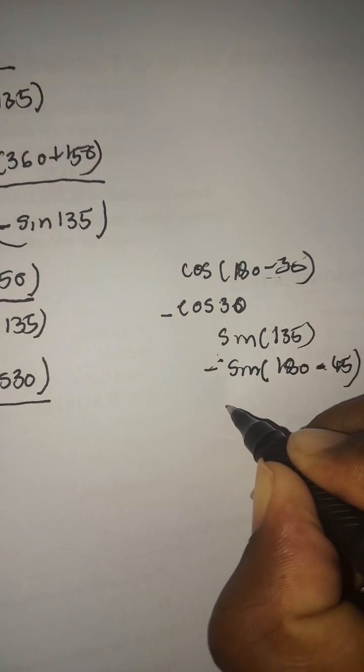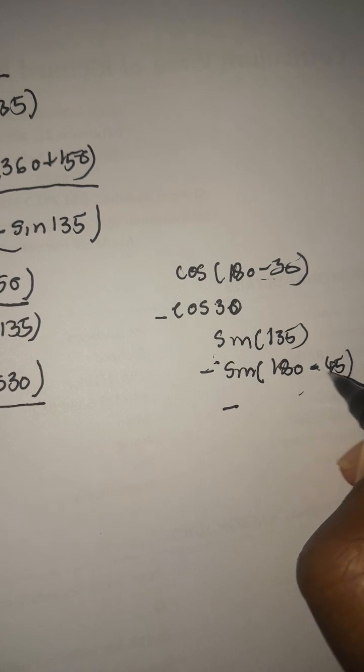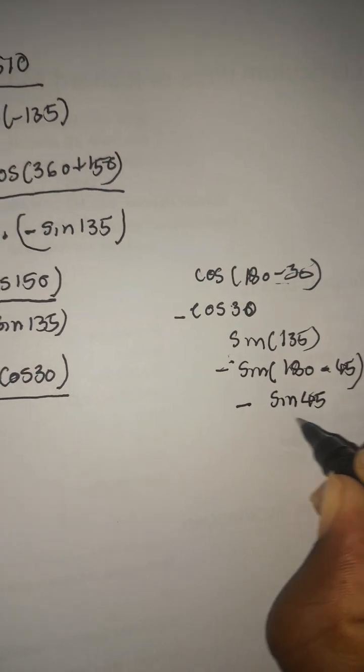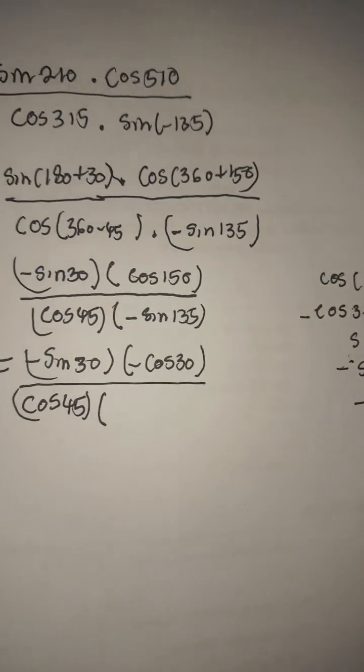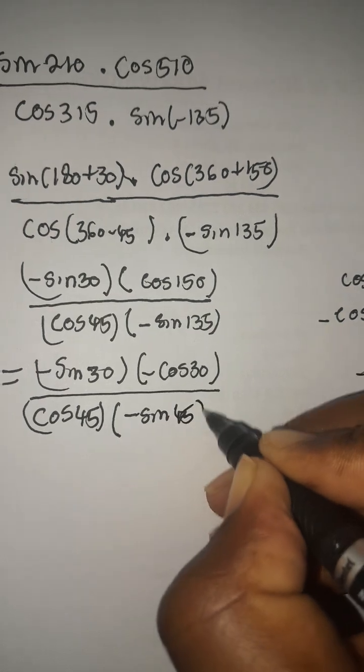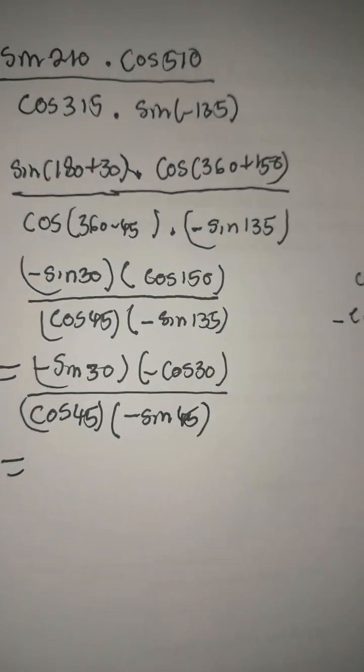Which home is this? It's the home for sine. So that will be positive sine 45, but because of this negative, this will be negative sine 45 as well, right? So we are having negative sine 45. Then I want us to punch that in our calculators.